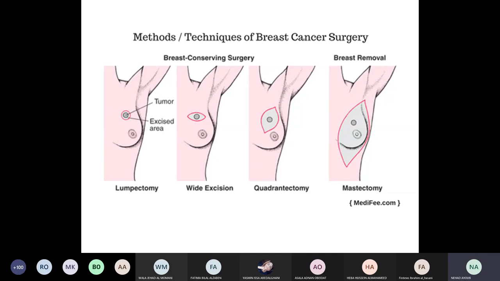So what are the types of surgery to remove the breast tissue or mass? We have many, okay? There is lumpectomy, wide excision, or quadrantectomy. In this case, we are either removing just the tumor or the tumor and some of the surrounding tissue. But in breast conserving surgery, why is it called conserving? We are not removing the whole breast tissue. We are still keeping it, okay?